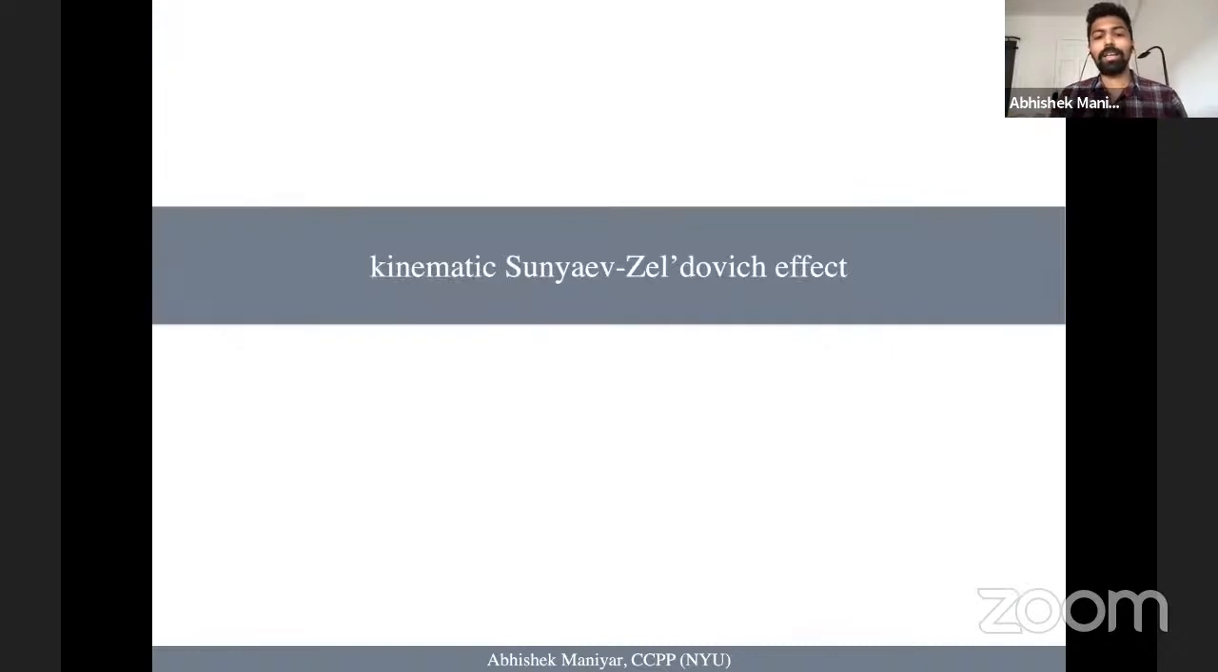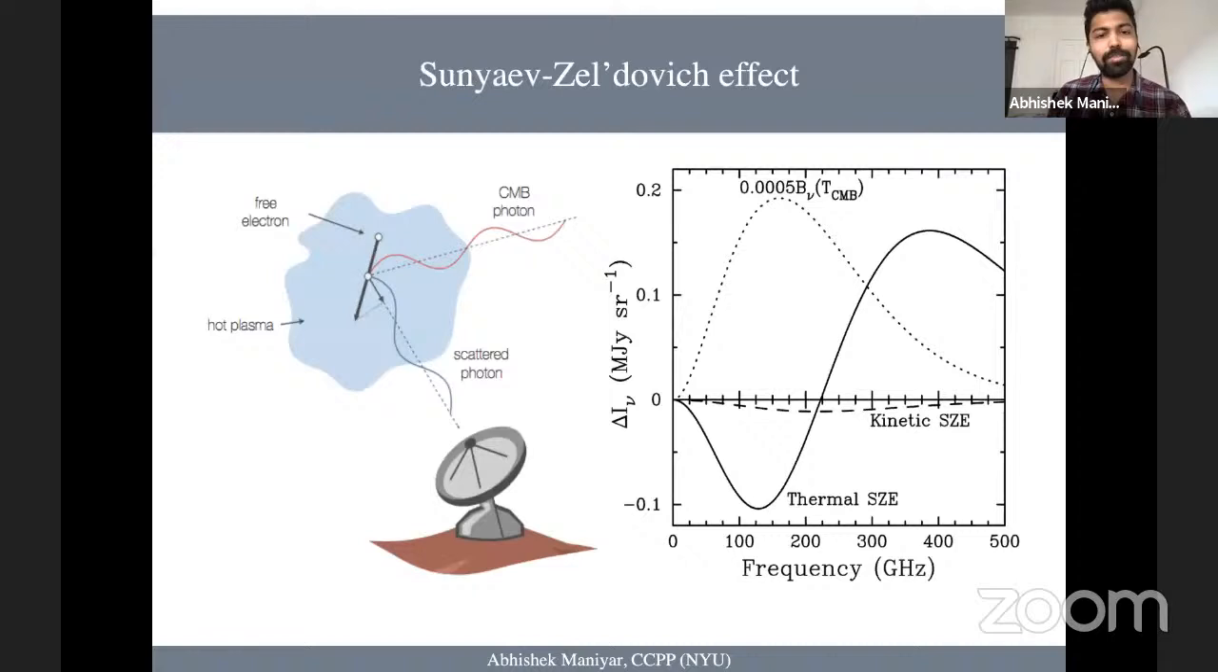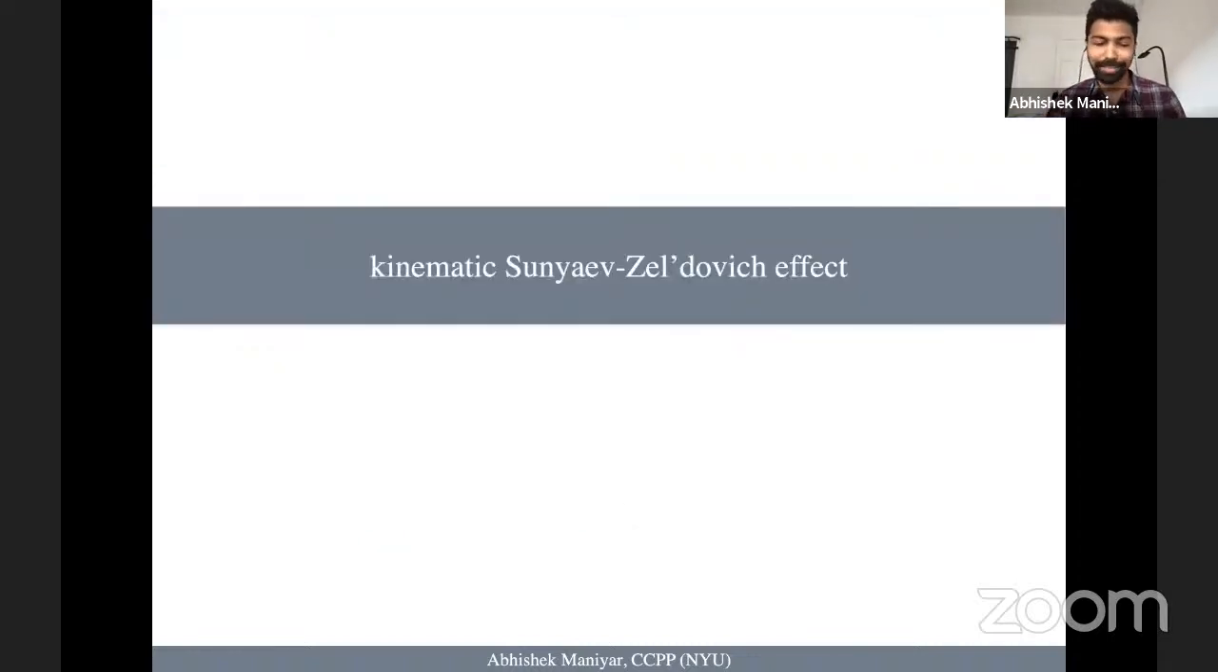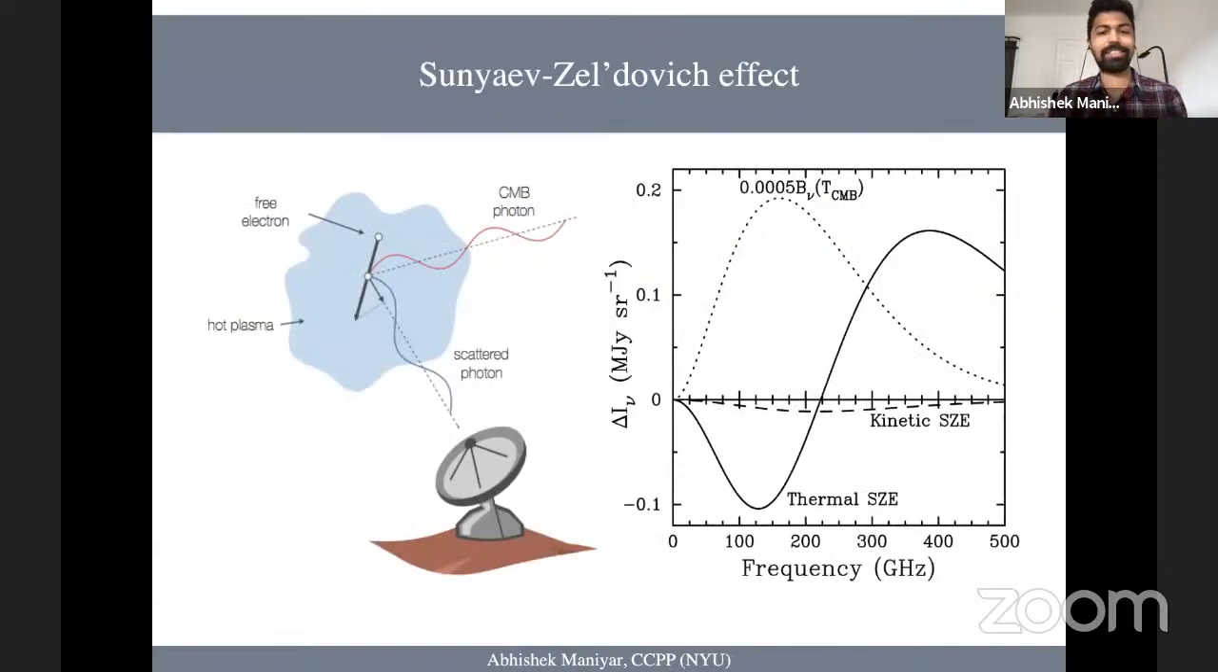mainly the kinematic Sunyaev-Zeldovich effect. The KSZ effect has been explained by the speakers beforehand, so I will not spend a lot of time on this, but just tell you that the thermal part of the Sunyaev-Zeldovich effect is basically when you have inverse Compton scattering of the CMB photons from the highly energetic electrons in the galaxy clusters.